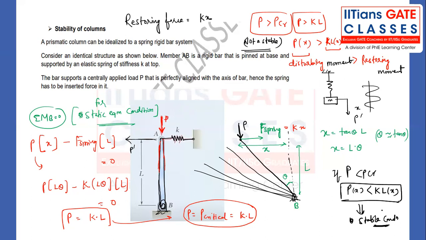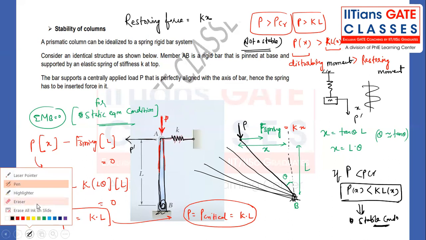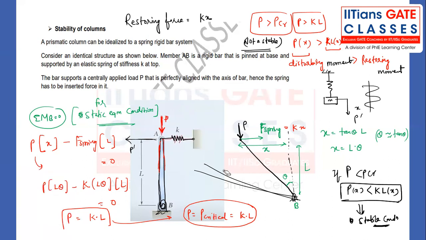In between stable and unstable, there is one condition called the neutral condition, right? And the value of the load will be just equal to KL. Then you can say that it is just about to buckle. The moment you apply more than the P critical load by even 1 Newton, it will buckle. It will be unstable, right?